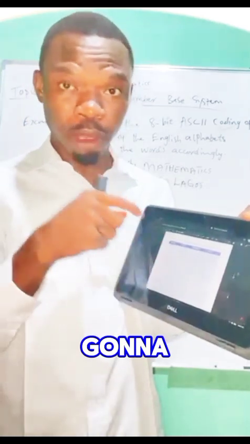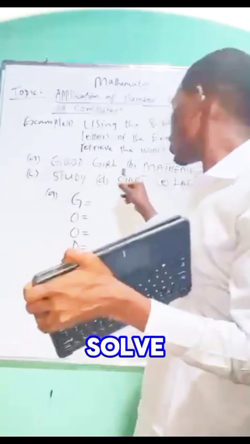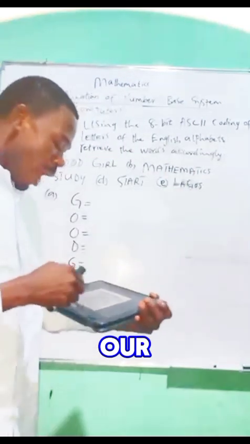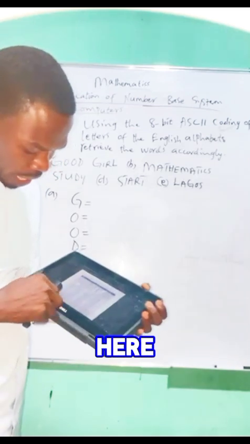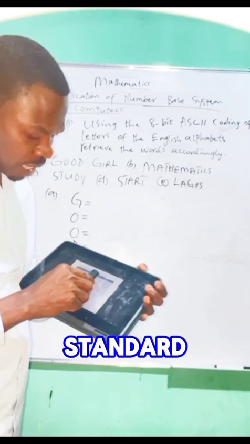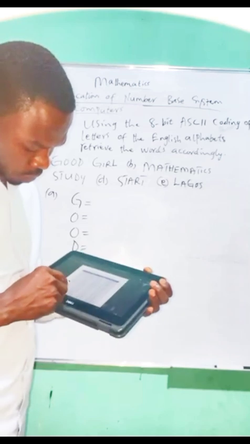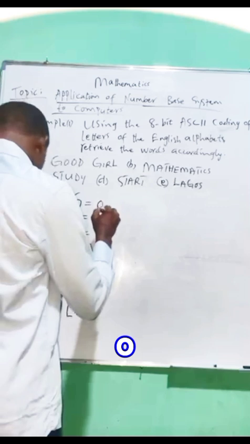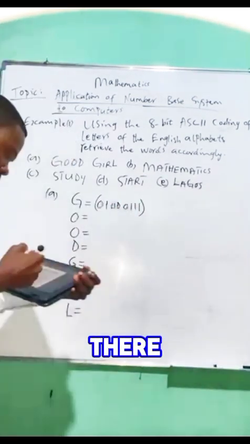So I'm going to give you this table. I'm going to attach this table in the video so that you can use the table to solve other ones. So I'm going to solve the first one. Our letter G is found at the left hand side here, and if I trace that under the table of 8-bit American Standard Code Information Interchange, I'm going to have 0 1 0 0 1 1 1. That is what I found there.